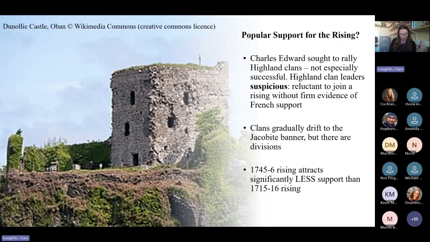It's only when Charles managed to convince one particular clan chief, Donald Cameron of Lochiel, to join him that other clans gradually drifted to the cause. But the 1745 rising attracted not as much popular support as we might think. In 1715, 30 years previously, a peak of 20,000 Scots had been involved in that rising, whereas only about 13,000 came out in 1745. So that's really interesting to think about. Why were people not more willing to join this cause?